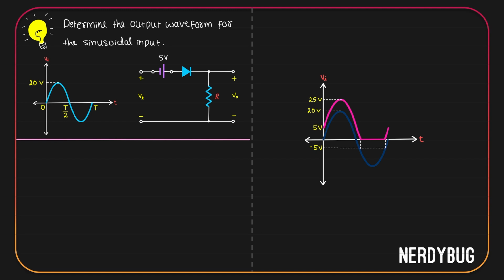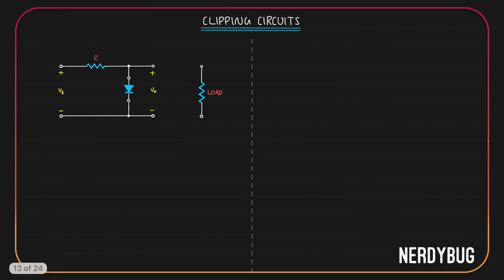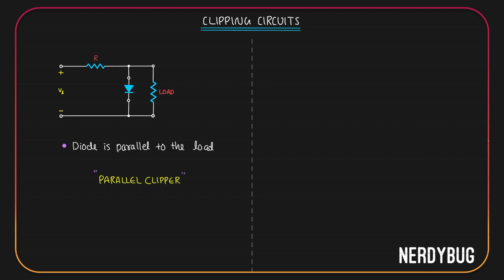Till now, we have taken the output of the clipper across the resistor. How about we take it across the diode like this? Output is taken across the diode, so the load will be connected over here. Once the load is connected, the diode will be in parallel with the load. Since diode is parallel to the load, we call this a parallel clipper.